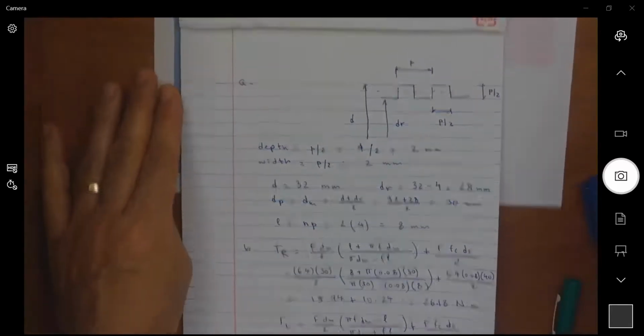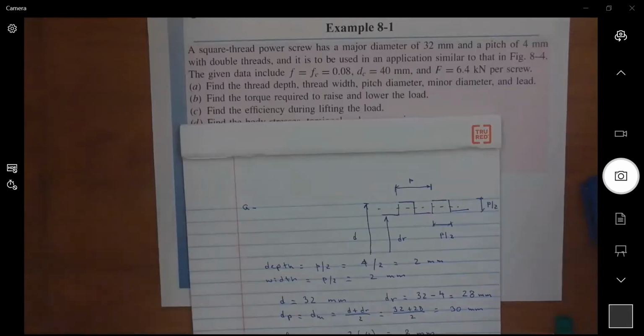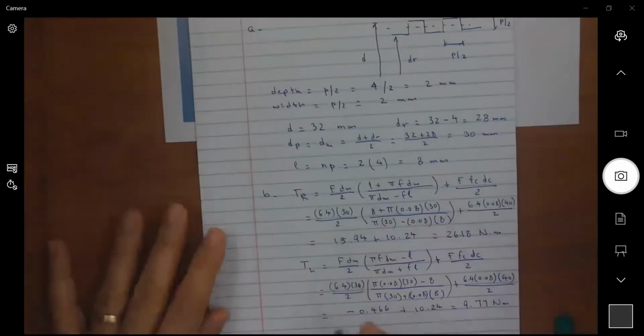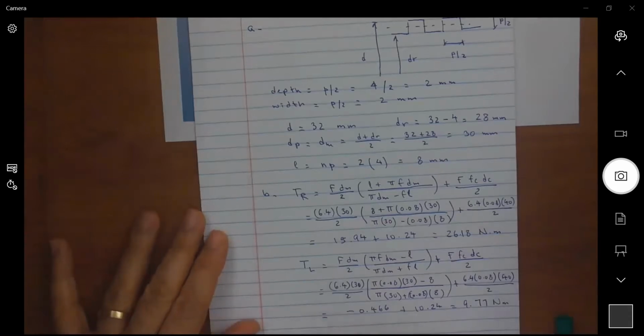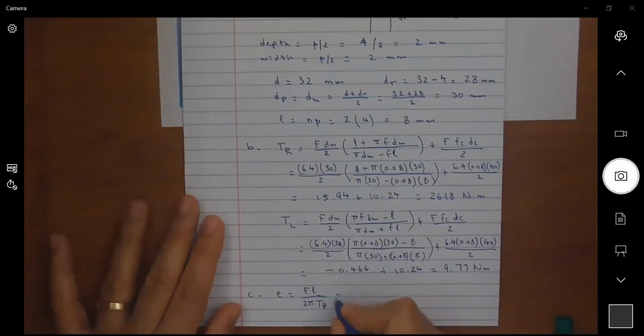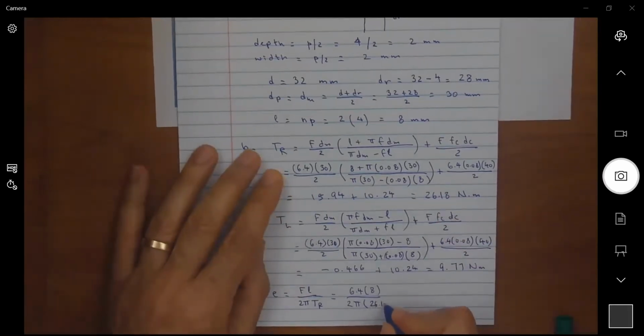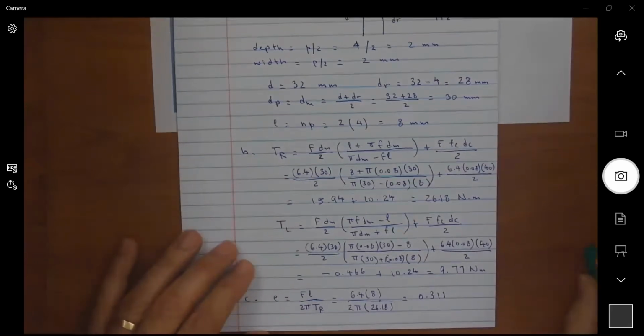Okay. Next, we go to finding the efficiency during lifting. So C is the efficiency, E, which is equal to FL divided by 2 pi TR. This is equal to 6.4 times 8 divided by 2 pi multiplied by TR, which is 26.18. When I do the math, I get a 0.311, which is less than 1 as we expect.